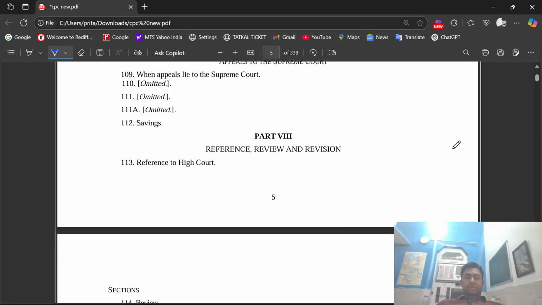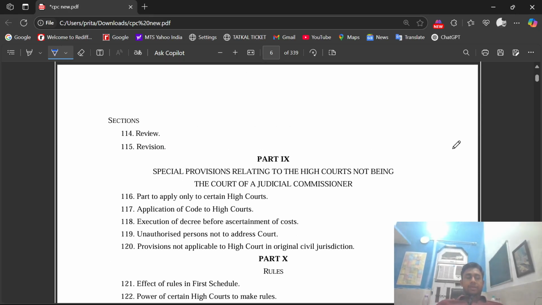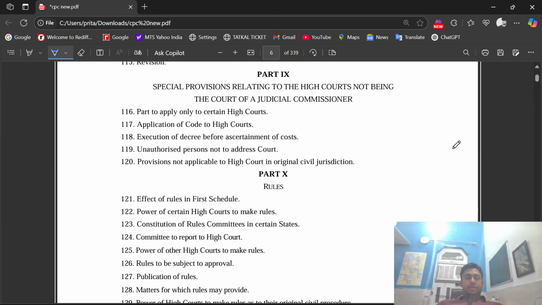Part 8, reference, review and revision. Section 113, reference to High Court. Section 114, review. Section 115, revision. Part 9, special provision relating to the High Courts not being the court of a judicial commissioner. Section 116, part to apply only to certain high courts. Section 117, application of code to high court.